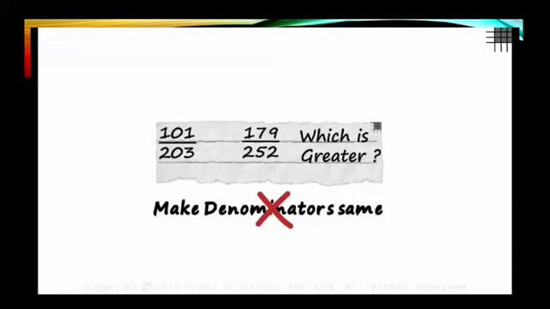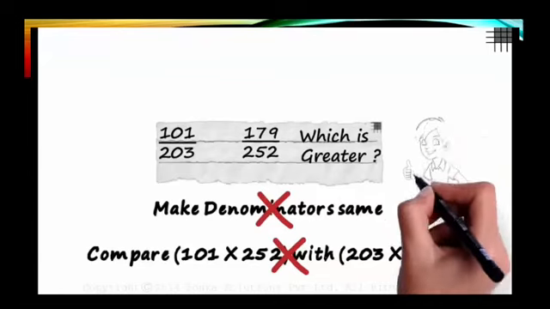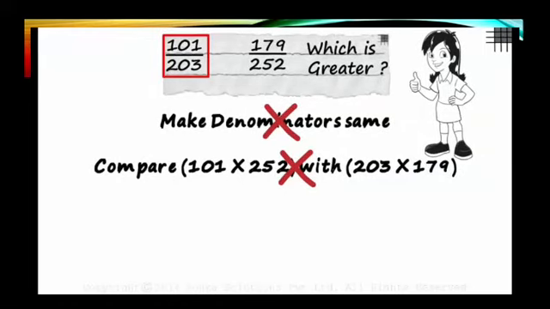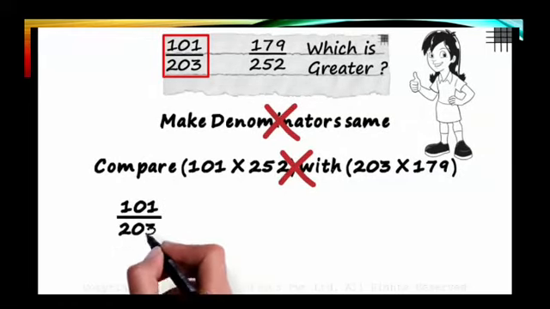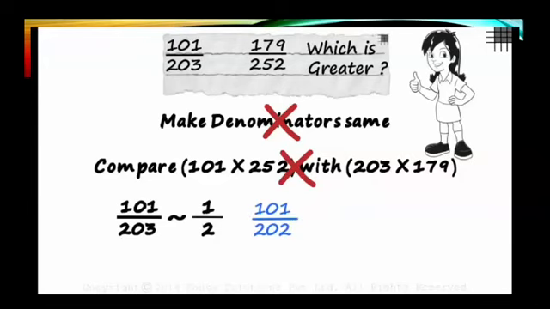What about the approach we used? Compare this product with this one. This too, perhaps, would be time consuming. Competitive exams rarely test your computation abilities. They test your ability to choose the best way and solve the problem in very little time. Look at the first fraction, 101 by 203. This value approximately equals 1 by 2. 101 by 202 would be exactly half. But this, as we can see, is approximately half.